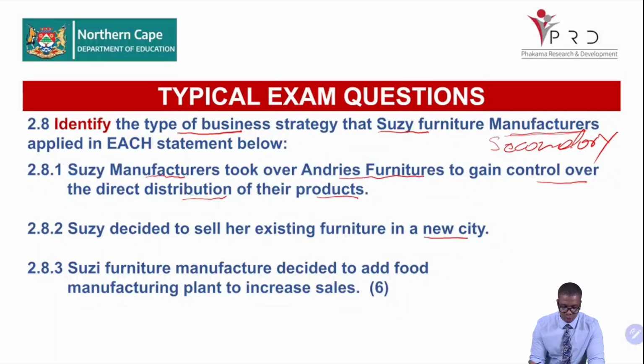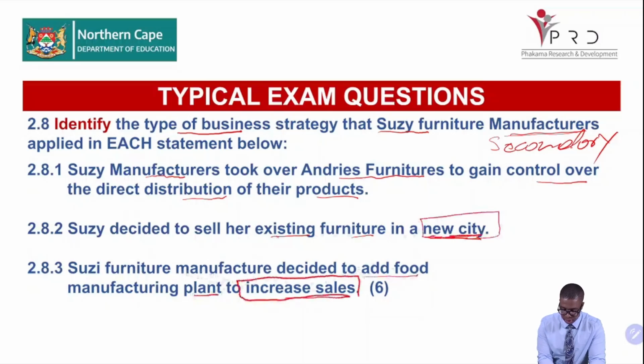Suzy decided to sell her existing furniture in a new city. It means Suzy is taking an existing product and selling it to new customers, because the new customers will be from the new city. And then we also say Suzy Manufacturer decided to add a food manufacturing plant to increase sales.